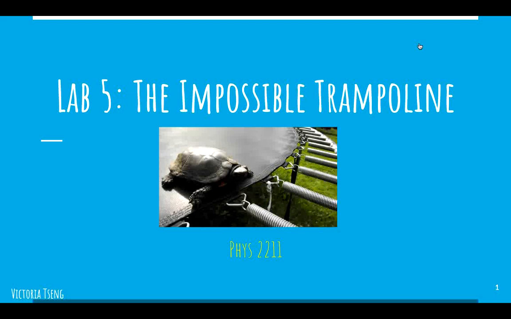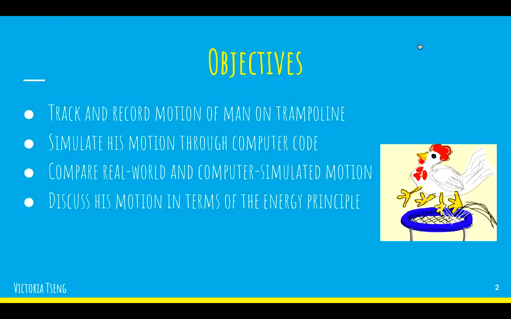Hi everyone, in this video I will be discussing my Choose Your Own Adventure lab. For this lab, I chose to investigate a man jumping on a trampoline who may or may not defy the laws of physics. So the objectives for this lab are to track and record the motion of a man on a trampoline, simulate his motion through computer code, compare the real world and computer simulated motion, and discuss his motion in terms of the energy principle.